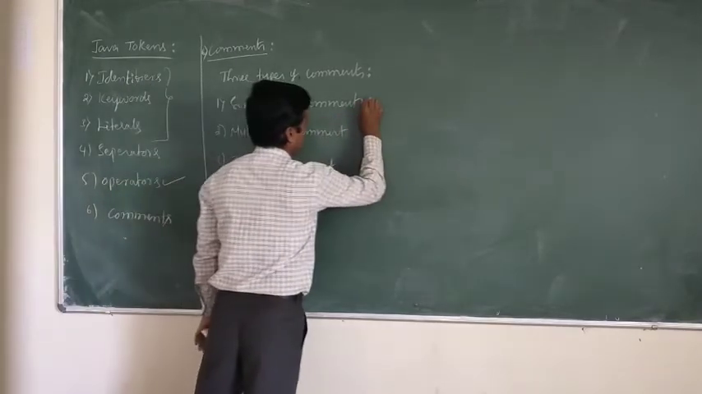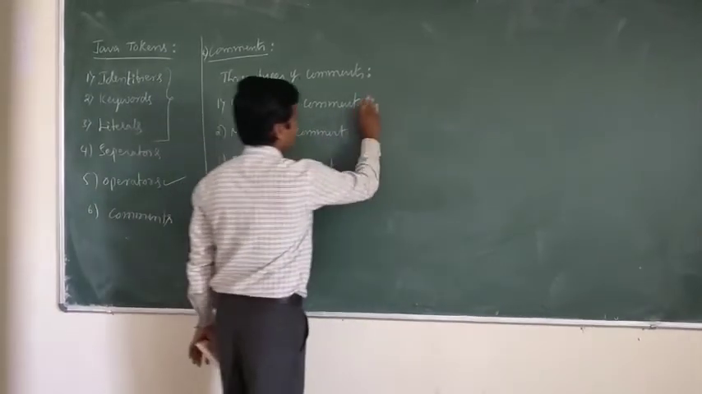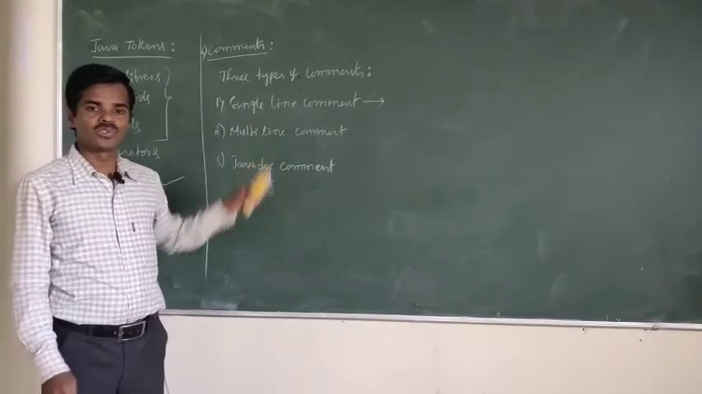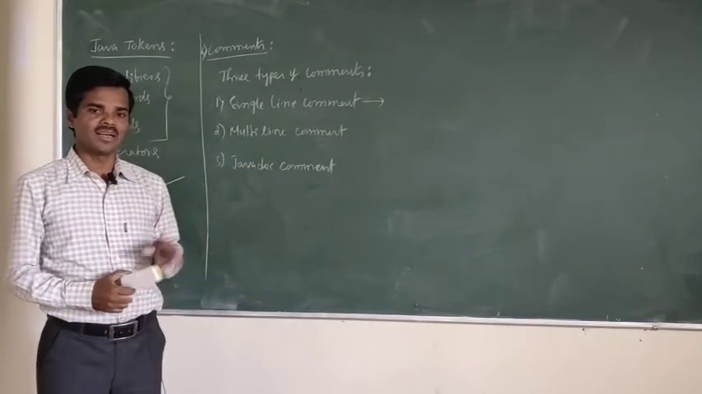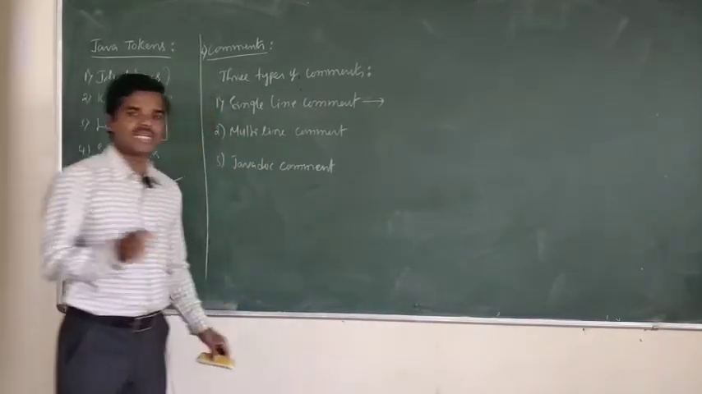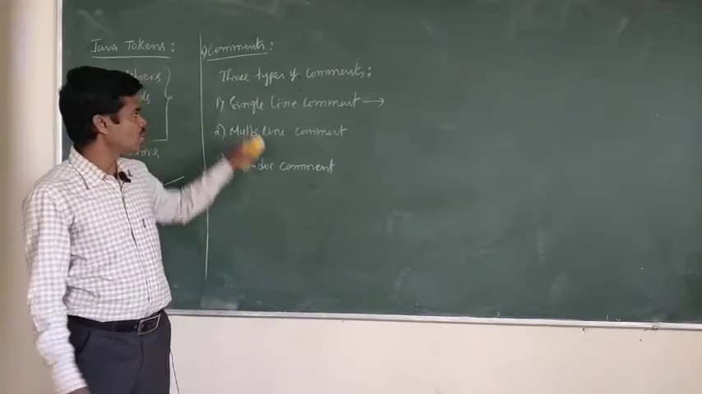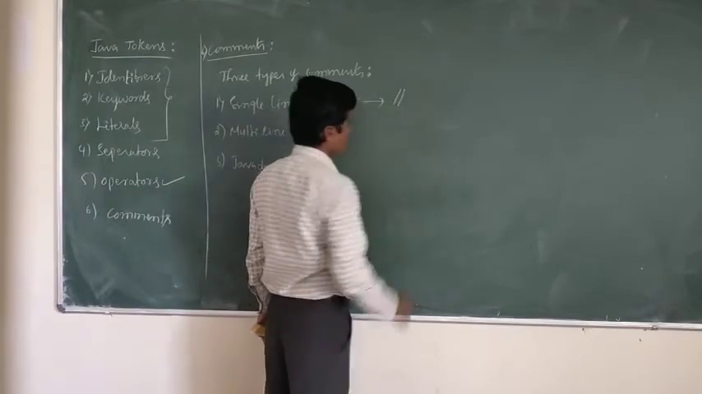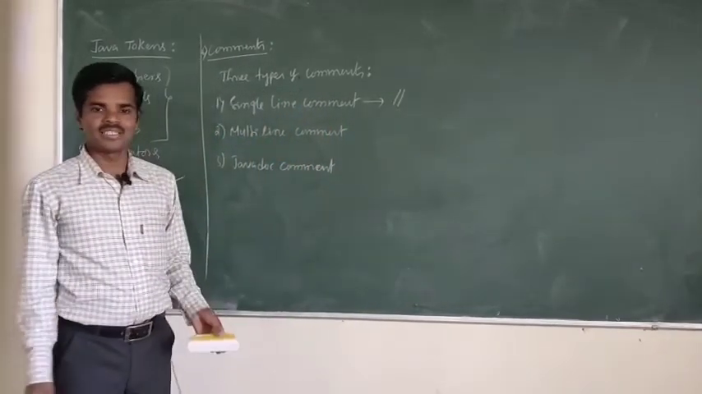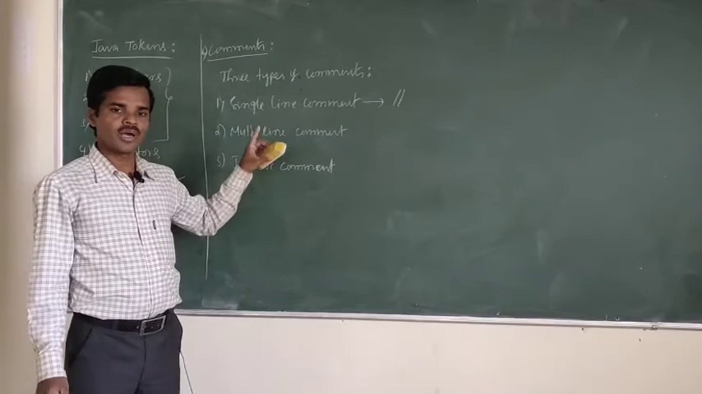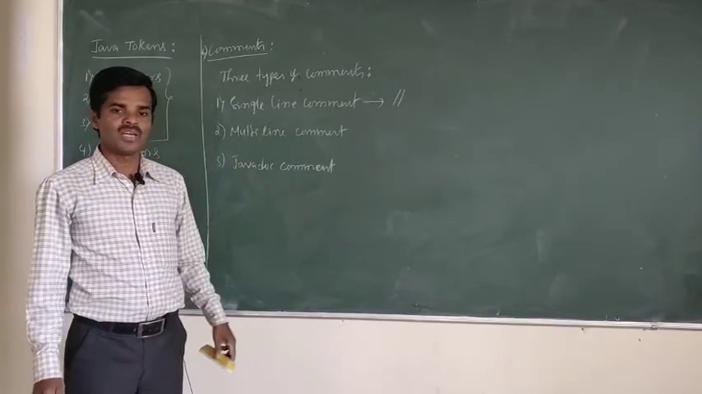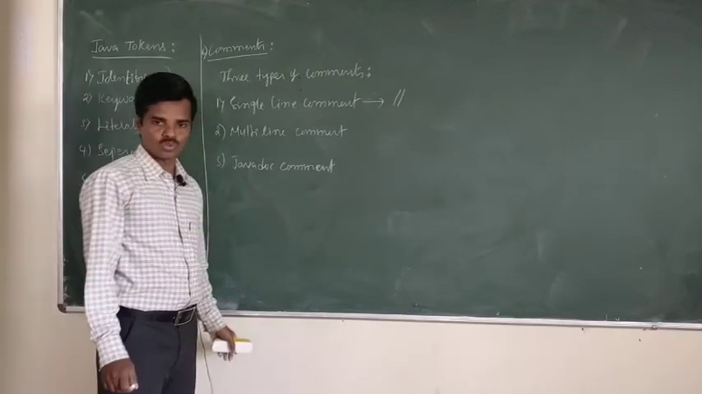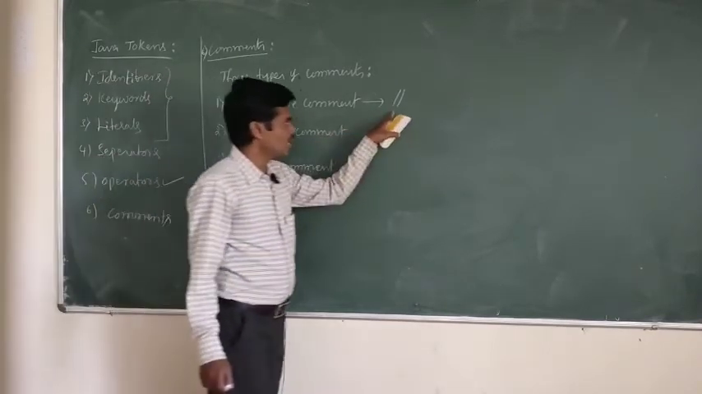So first, single line comment. What is a single line comment? Single line comments are used to make a single line a comment. We define this using the symbol called double slash, like in C++. Here also we use the same symbol to define any single line as a comment in your source program.